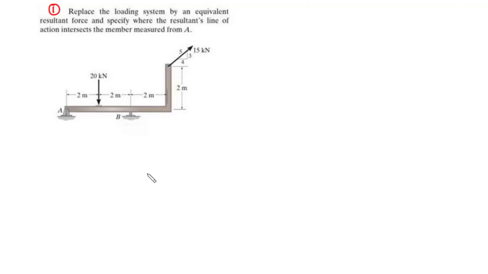Now the first thing we are going to do is to find the equivalent resultant force, and then next we are going to specify a distance, say D, away from A, where the resultant's line of action passes through. So first of all, let's assume that we have F1 to be 20 kilonewtons. So the first thing is to label the forces. So F1 equals 20 kilonewtons, and then we have F2 to be equal to 15 kilonewtons.